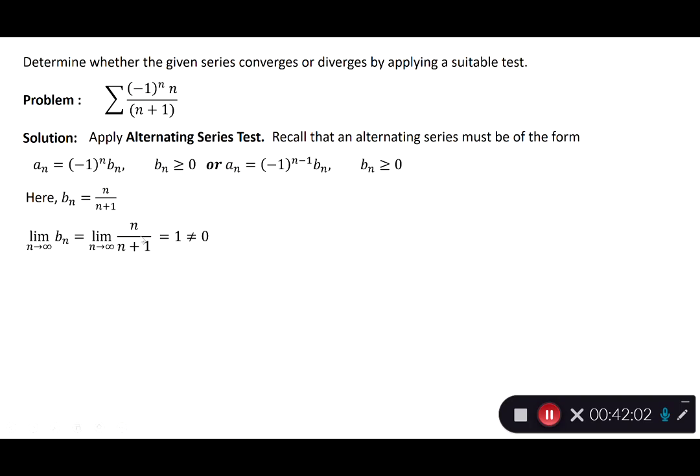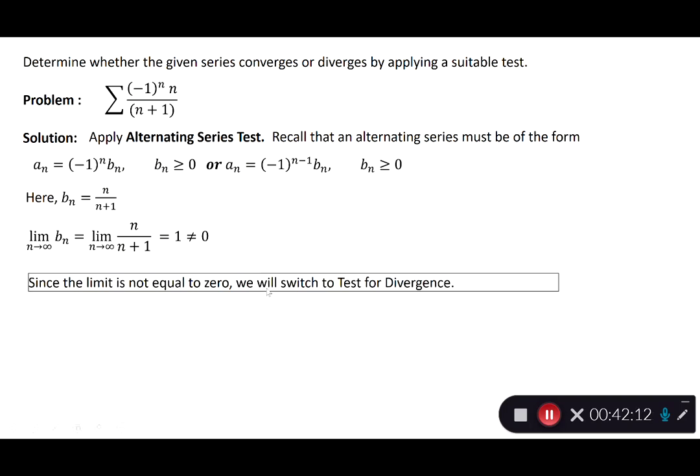So what do we conclude when the limit of b sub n is not equal to 0? Well, we can immediately switch to test for divergence. See if that makes sense. We will switch to test for divergence immediately. What is test for divergence? Take the limit of a sub n itself, including that -1 to the n. What would that limit equal?